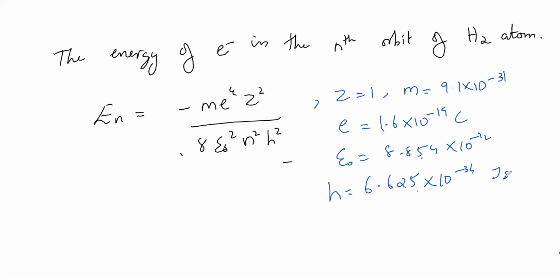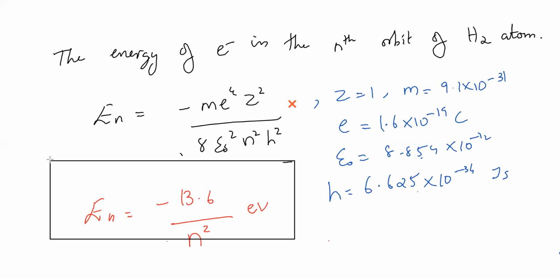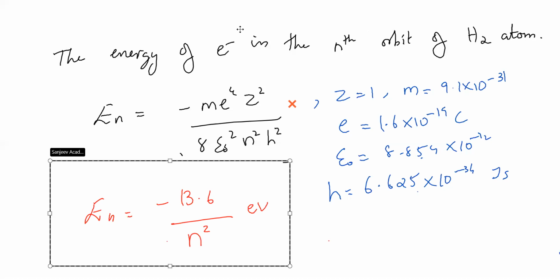So if I substitute these things, I don't want you to memorize this. If I'm substituting all these values, one more thing which I will get, that I will write here: energy in the nth orbit is nothing but minus 13.6 by n square electron volt. This is the formula which you have to study, not the bigger one, for the entrance examination. This one we have to study, not the above one.